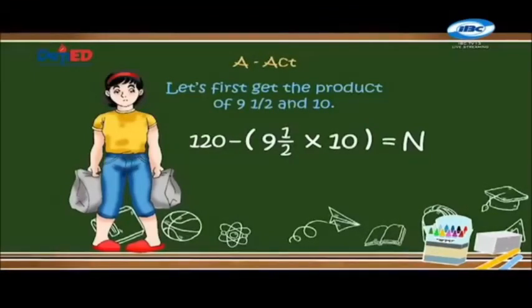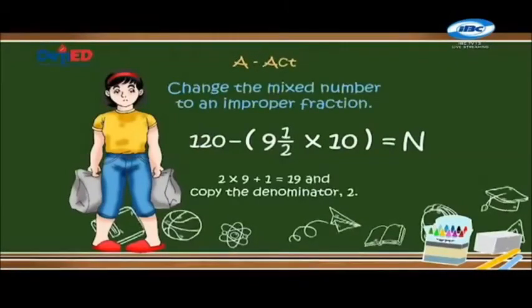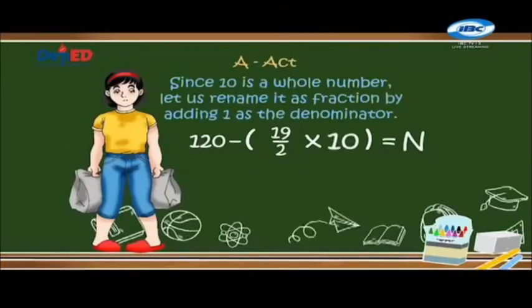Again, let us remember how we multiply a mixed number by a whole number. First, change the mixed number to an improper fraction. 2 times 9 plus 1 equals 19. And copy the denominator 2. We have 19 halves. Since 10 is a whole number, let us rename it as a fraction by adding 1 as the denominator. We have 10 over 1. Next, multiply 19 halves by 10 over 1.